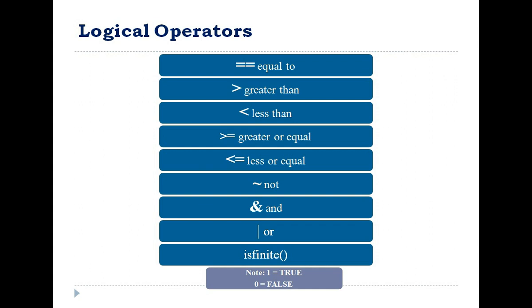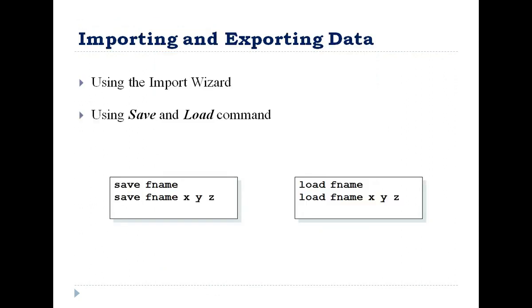Logical operators are used to compare two variables, whether they are equal, greater, less, greater than or equal to, not equal to, and so on. For logical operators, we consider a value of 1 as true and 0 as a false value. So to define logical comparison operations, we use these logical operators.